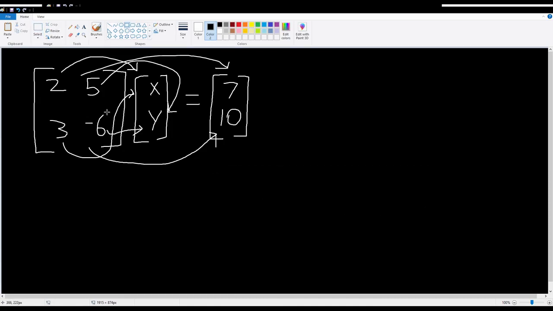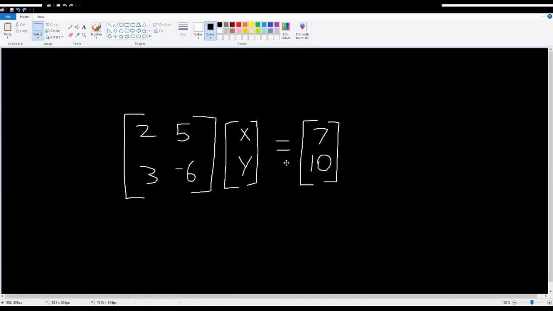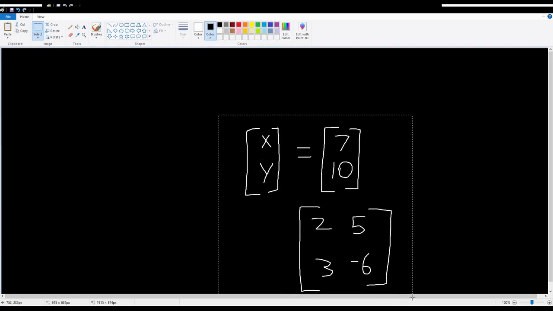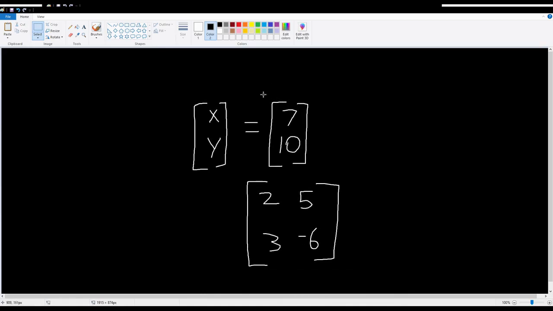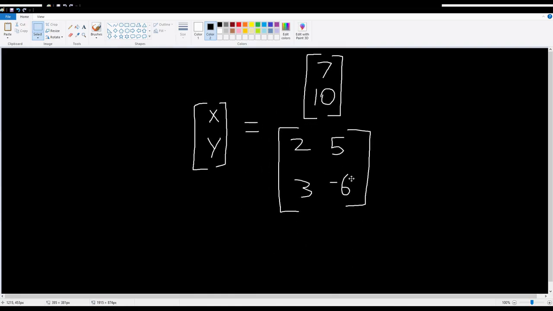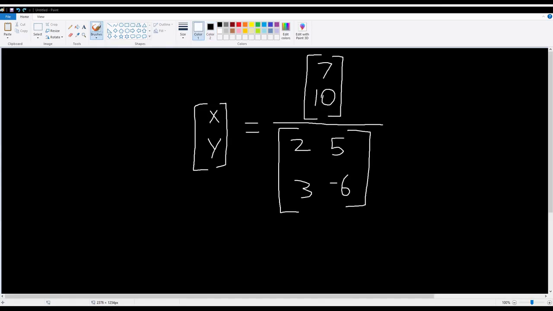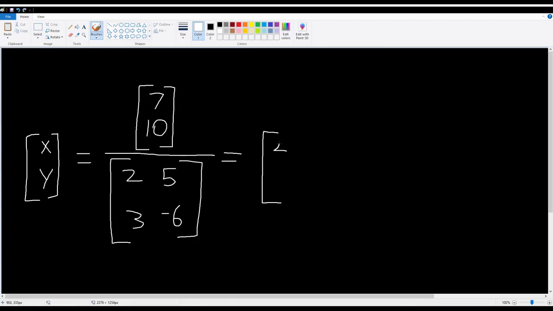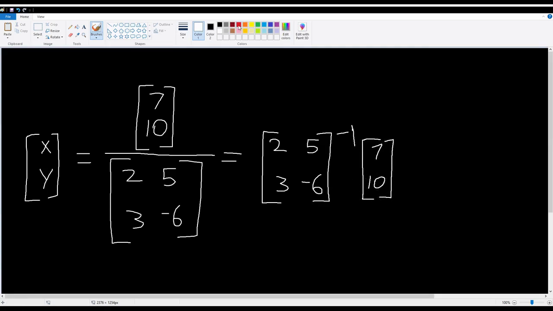So why did we go through all this trouble to write the system of equations in a more confusing way? Well, now that we have this matrix representation, it's very easy to rearrange the equation to solve for this x and y matrix. You're not technically allowed to divide matrices like this, but what you can do is rearrange this into a multiplication problem between the inverse of the square matrix multiplied by this answers matrix over here.